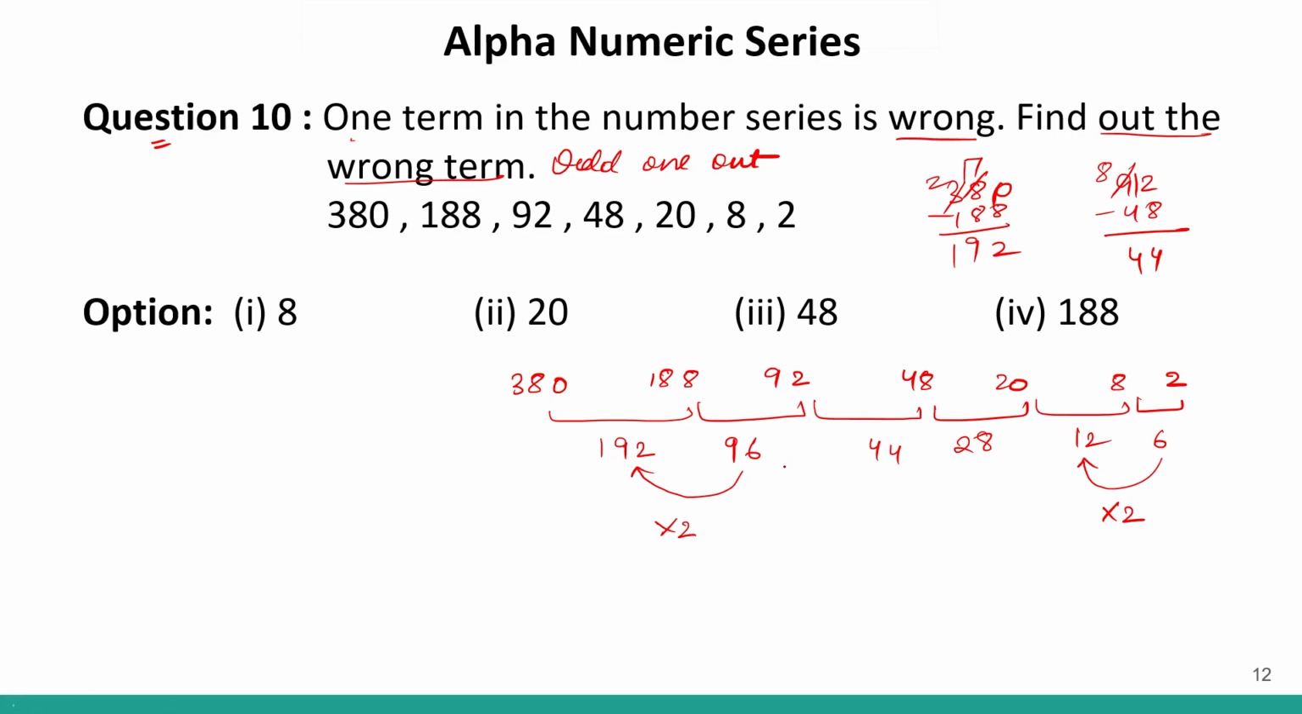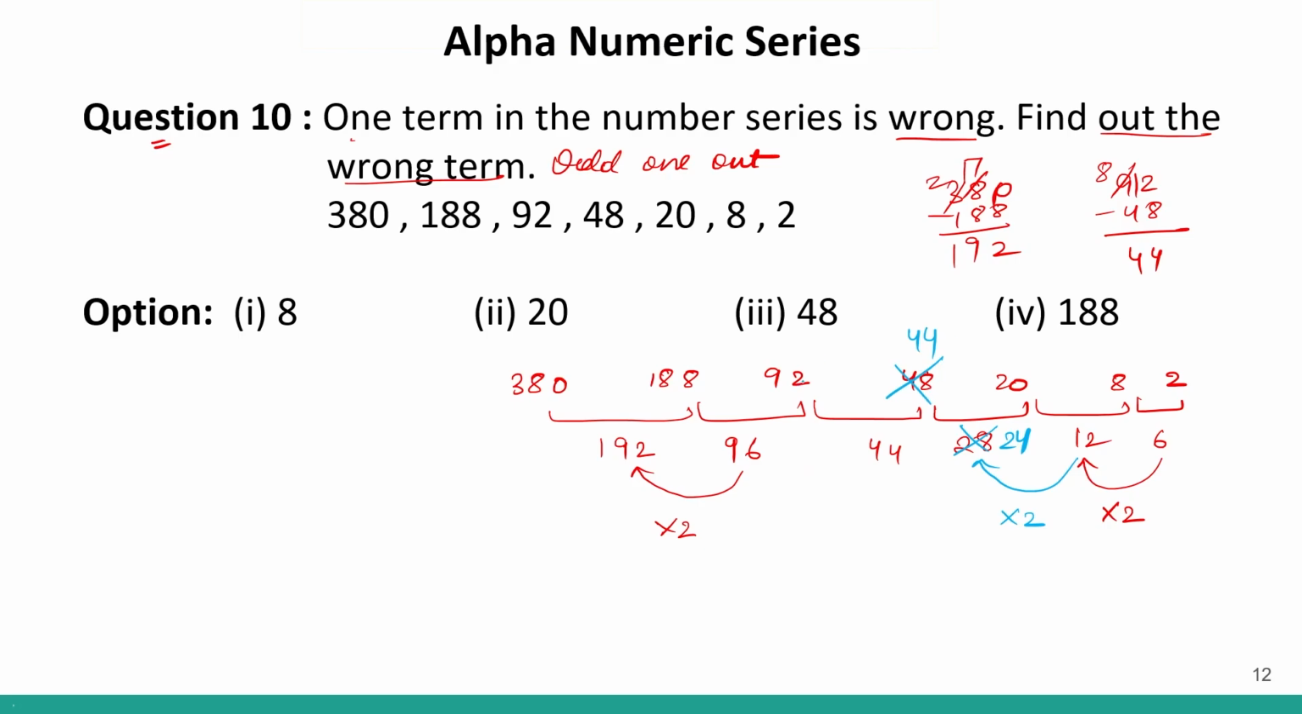So now maybe a term is wrong in these two numbers. Correct? A term is wrong in these two numbers that we have to find out. So I'm using a different pen to highlight it. Okay, so if I move from 12 to the next number and I multiply it by 2, I'll get 24. Correct? So if I add 20 and 24, I should get 44.